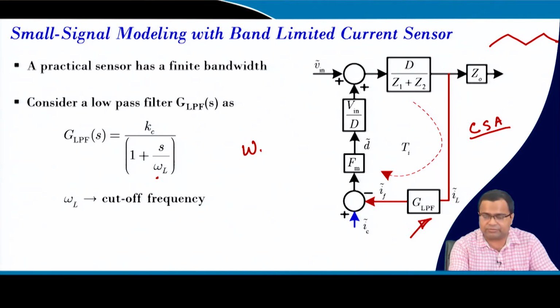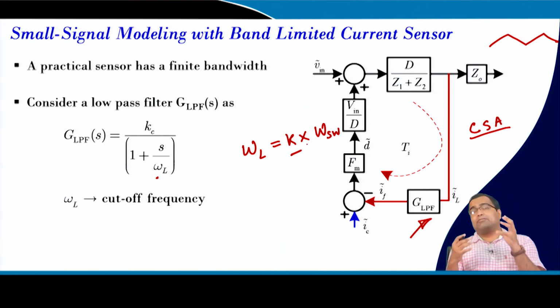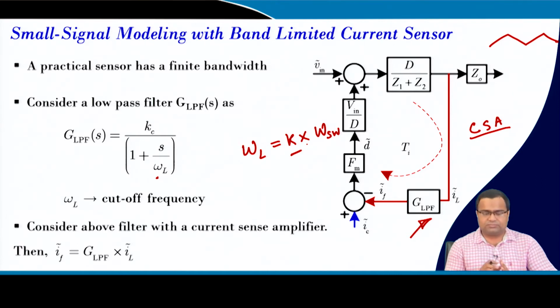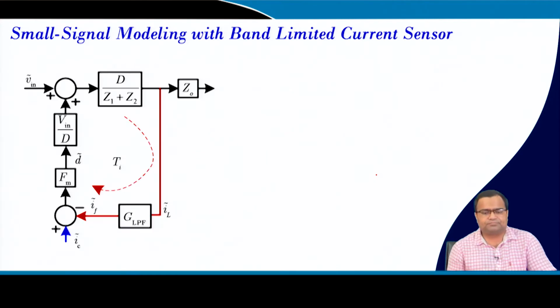That means we are going to set a fraction, k times the switching frequency. Whether k can be a fraction or it should be an integer, at what value? Okay. So, under this low pass filter, what we are actually sensing as the control signal is nothing but the filtered current, which is the output of the low pass filter.